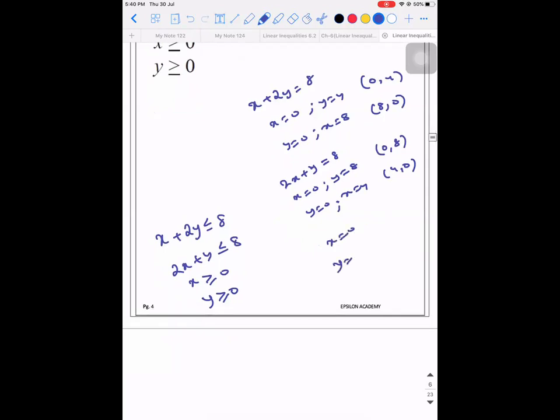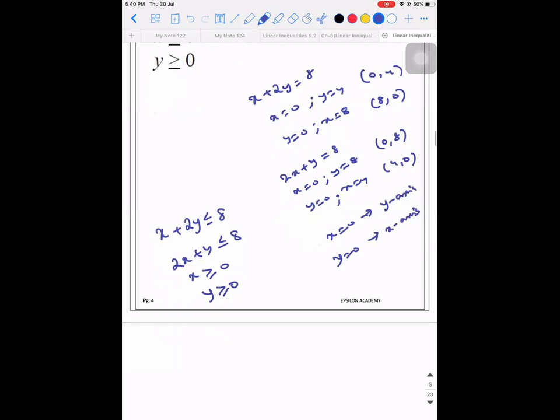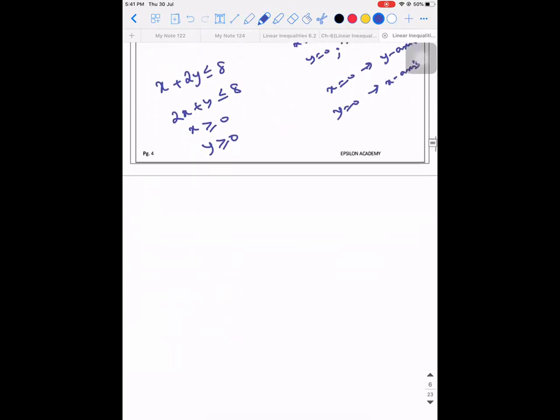Next is x is equal to 0, y is equal to 0. X is equal to 0 means y-axis. Y is equal to 0 means x-axis. Okay, have this in mind.